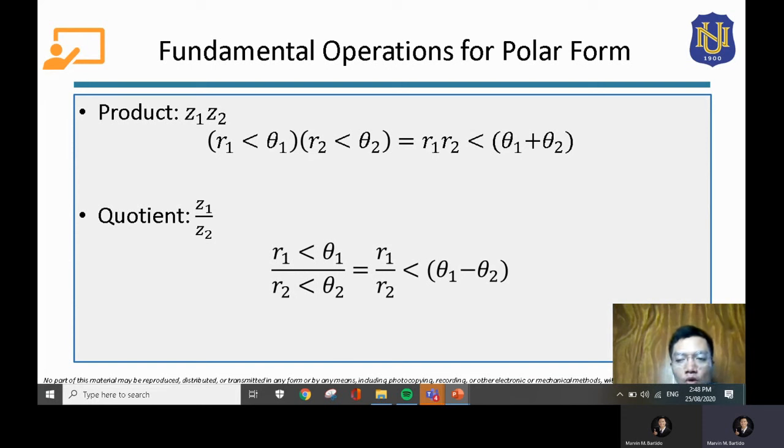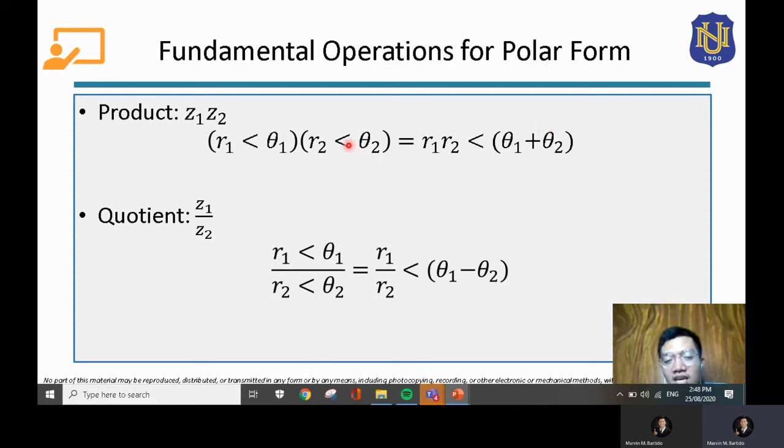For the product of polar numbers Z1 and Z2, let's say your polar number Z1 is R1 angle theta 1 and your Z2 is R2 angle theta 2. If you solve for its product, it will just be the product of the moduli, R1 and R2. And then your thetas will just be added, so your angle will be theta 1 plus theta 2. That's how you multiply complex numbers in polar form.